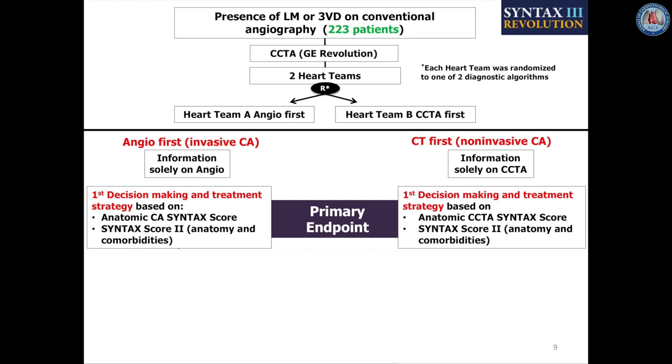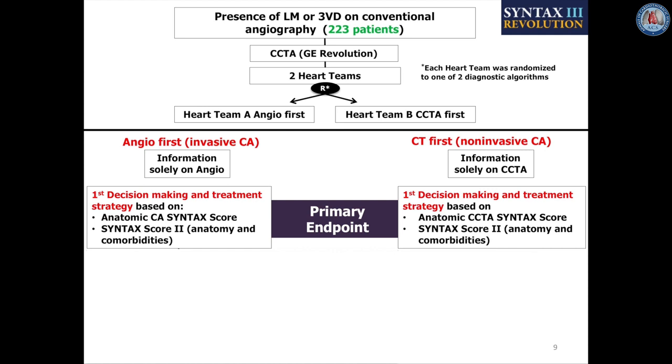And that heart team A has to do the same exercise based on the conventional cine angiography. They have to build up the anatomic Syntax score combined with the comorbidities and clinical characteristics to come up with the Syntax score 2. And the primary endpoint was the agreement between these two heart teams.